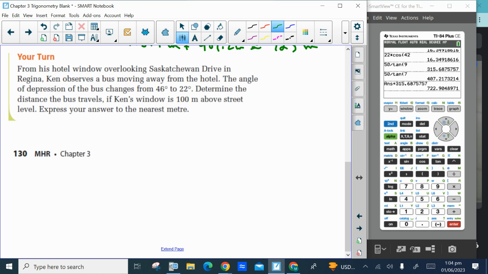The next one, from his hotel room overlooking Saskatchewan Drive in Regina, Ken observes a bus moving away from the hotel. The angle of depression of the bus changes from 46 degrees to 22 degrees. We want to find the distance that the bus traveled if his window is 100 meters above the street. And we want to express that to the nearest meter. So where the last question was two different right triangles, this one here is going to be one right triangle embedded in another.